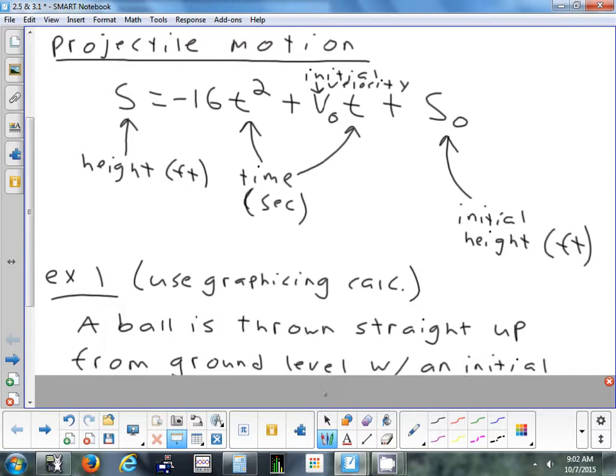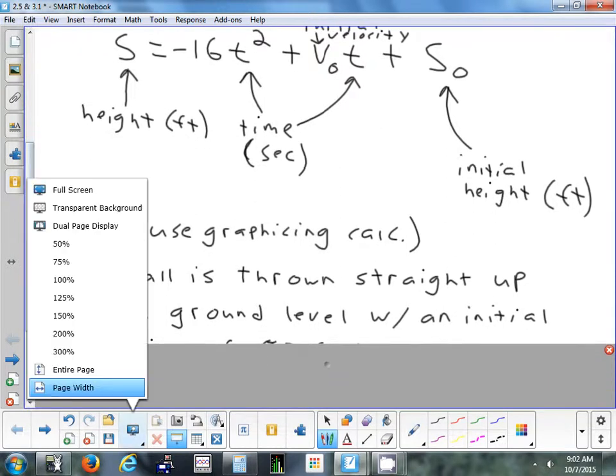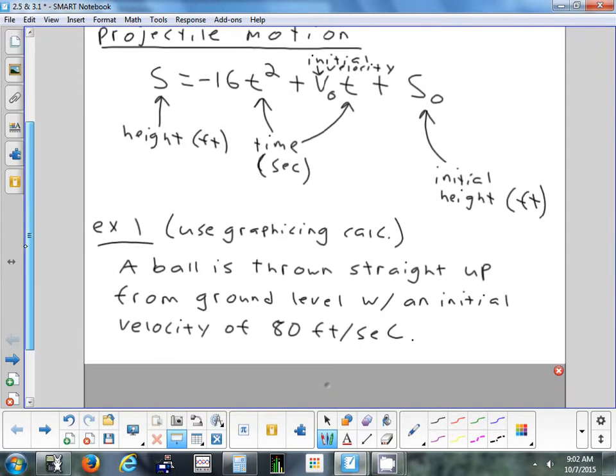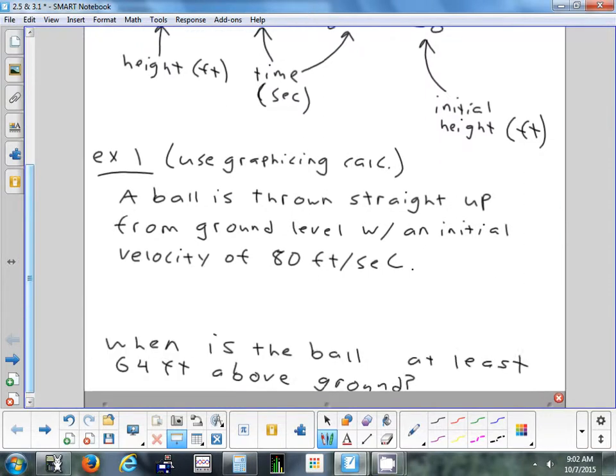For this one, it says a ball is thrown straight up from ground level. Remember what I said that means. With an initial speed, or initial velocity, of 80 feet per second. There's all kinds of things you can find out. How high does the ball go? How long is the ball going to be in the air for? But what we're going to try and find is, when is the ball 64 feet above the ground?